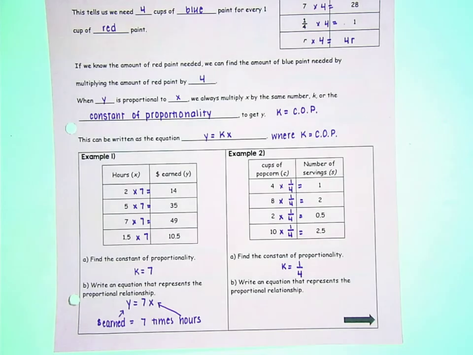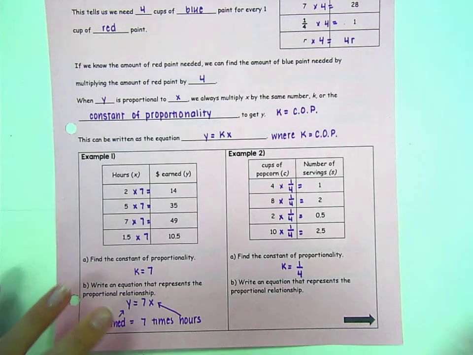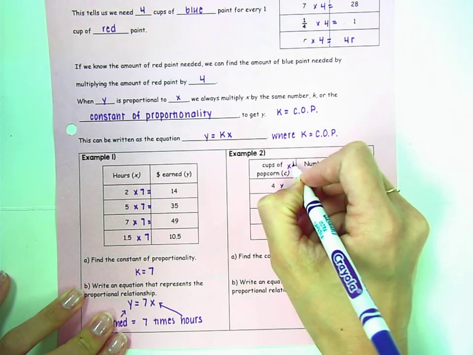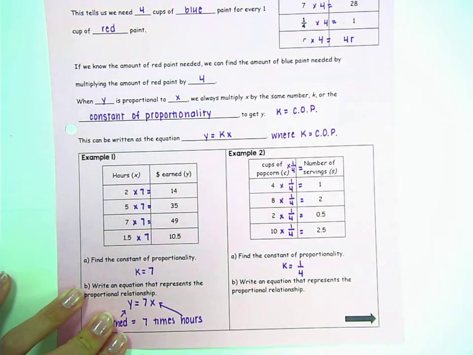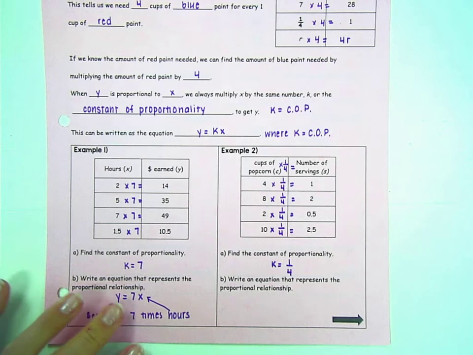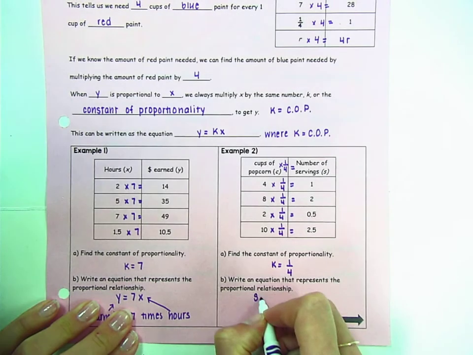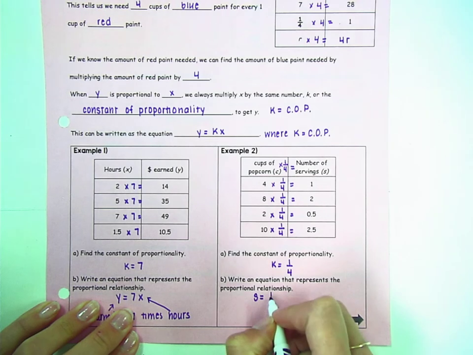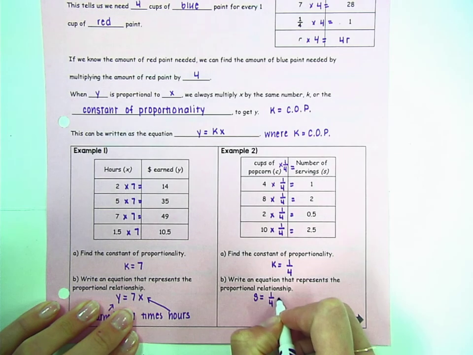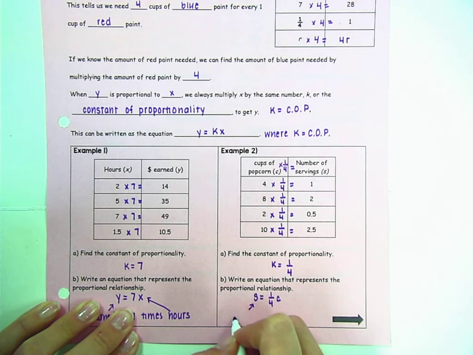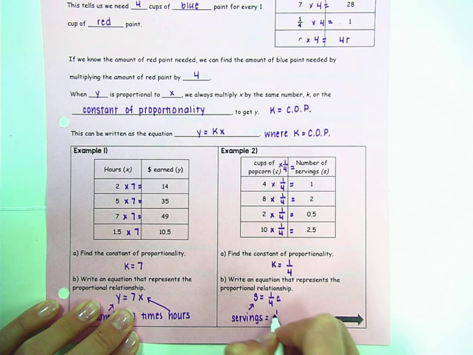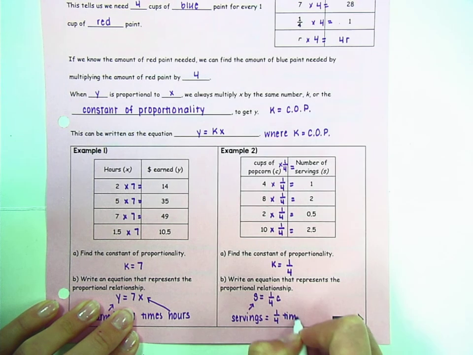In this case, we're given variables that are not x and y. We're given C for cups of popcorn and S for number of servings. I know that in any situation, I can multiply the number of cups of popcorn by 1/4 to get my number of servings. So the equation that's going to represent this is S, or the number of servings, is equal to 1/4 times C. So to find the number of servings, I would multiply 1/4 by the number of cups.